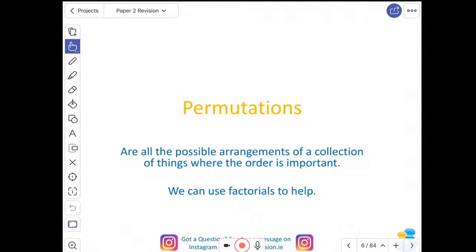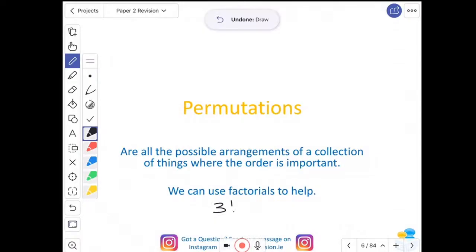And you will see in some of our permutation questions that we do use factorials to help us, and that's basically where we have something like this. Let's say if I had 3 factorial, and that just means 3 by 2 by 1. So it's the number multiplied by itself going downwards. So it's 3 by 2 by 1. So you're decreasing the number each time until you get to the number 1.